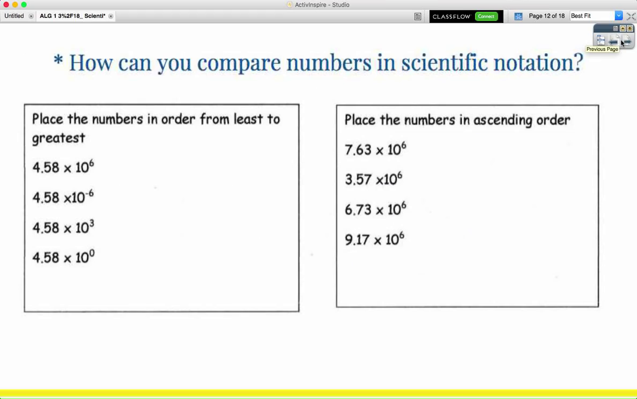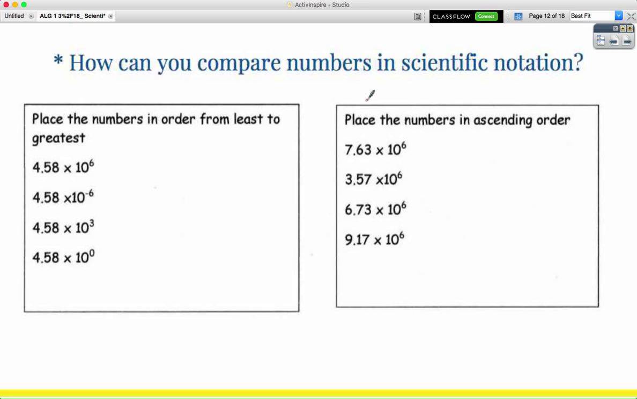So the next thing we're going to look at is how you can compare numbers in scientific notation. So really like saying which one's bigger or which one's smaller, putting them from least to greatest, greatest to least, and just watching your vocabulary. Most people miss these questions because they're not paying attention to the directions. So just make sure you read the directions.